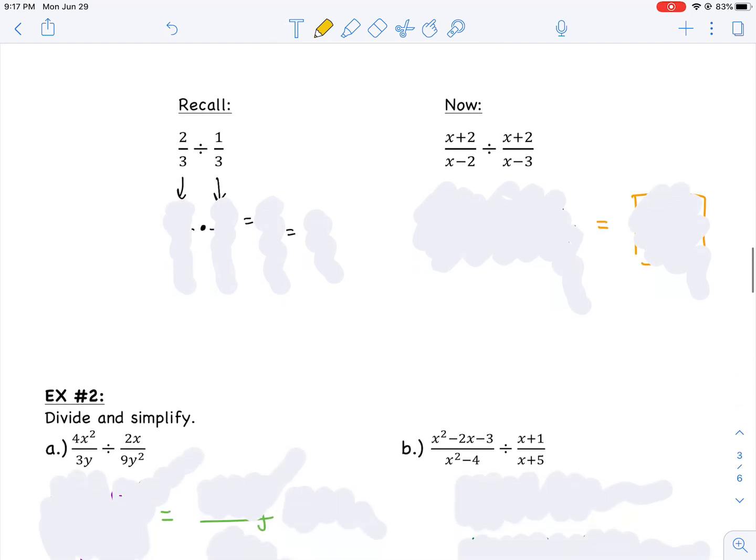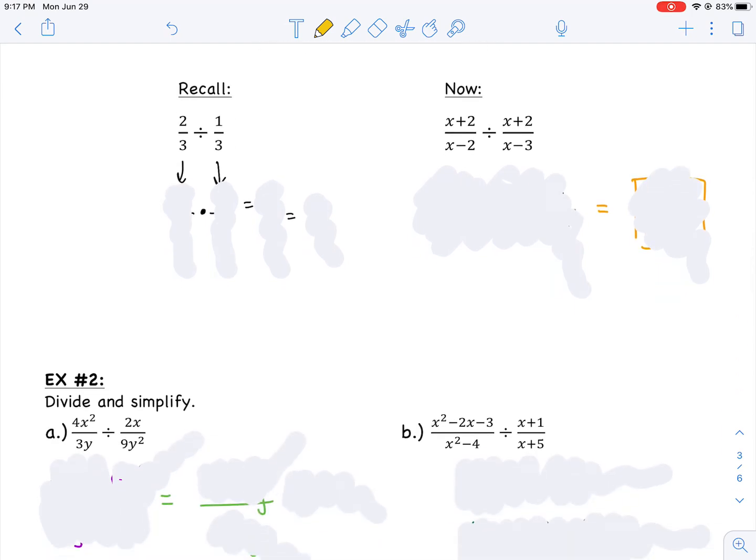So remember, if I had 2/3 divided by 1/3, I would keep the first fraction, I would change the division to multiplication, and then I would flip the second fraction, multiply by his reciprocal. And then now that I'm multiplying, I can just multiply across my numerators, multiply across my denominators, and then I can reduce if I need to. We could do the same thing with rational expressions.